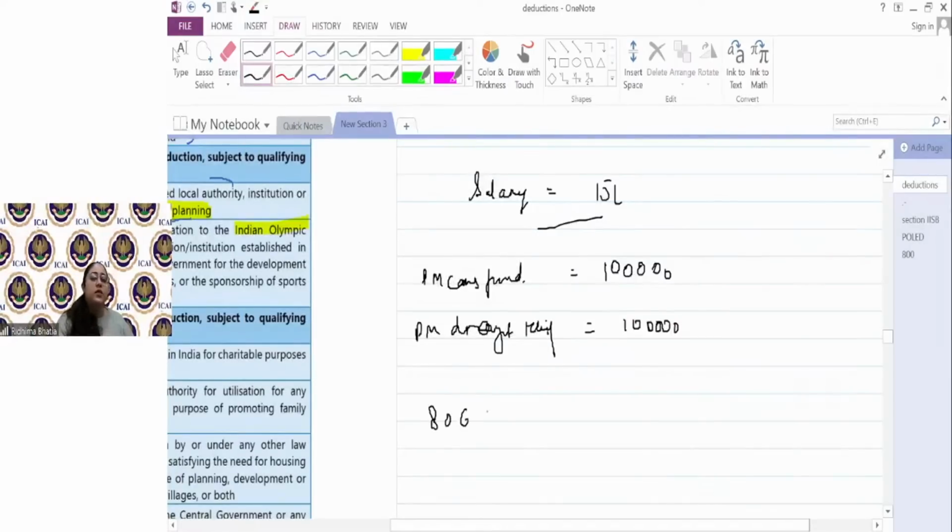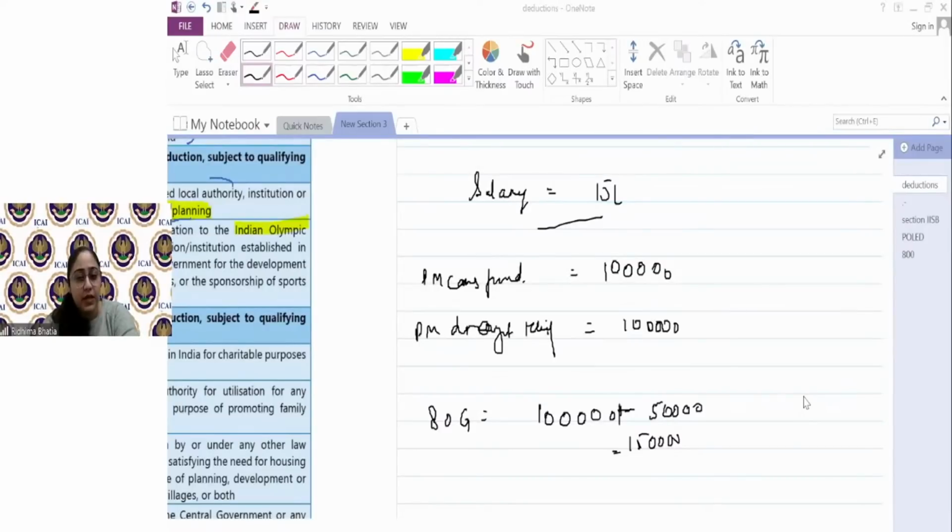80G में guys, you will say deduction for PM Cares Fund 100%, 1 lakh, and Drought Relief Fund 1 lakh, क्योंकि it is eligible for 50% only, तो 50,000. So total मैम डिडक्शन हो गया 1,50,000. करेक्ट, नो डाउट, नो प्रॉब्लम, कोई प्रॉब्लम नहीं. अब coming to the calculation of third and fourth category, that definitely I'll do it with example, don't worry about that.